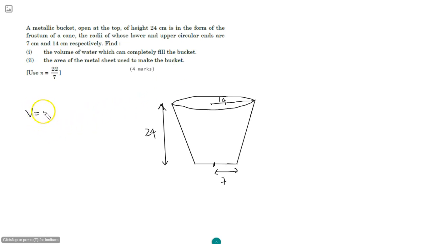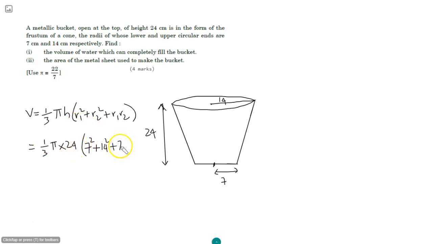So you know that the volume of a frustum of a cone is 1 by 3 pi h into r1 square plus r2 square plus r1 r2. So in this case it's 1 by 3 pi into 24 into, r1 is 7, r2 is 14, r1 r2 will be 7 into 14. So if you do this calculation using pi equals 22 by 7, you will get 8624 centimeter cube. So that's the answer for the first part.